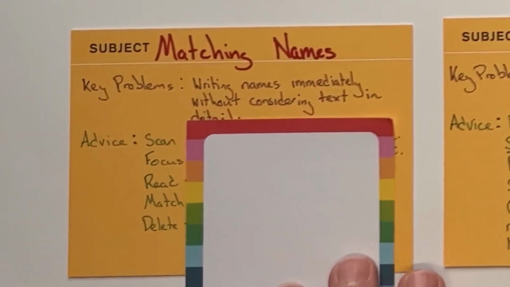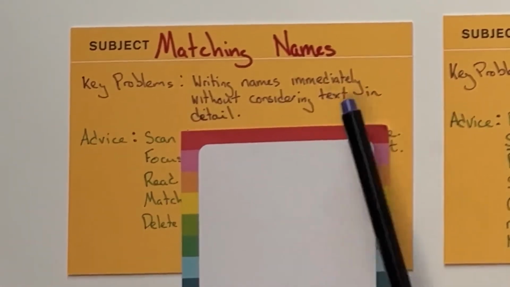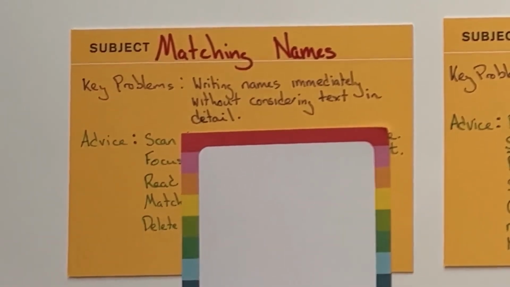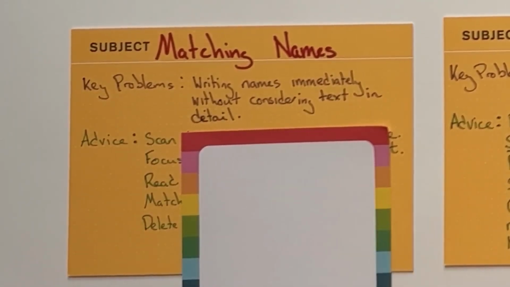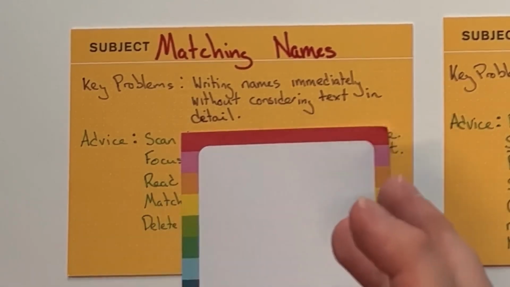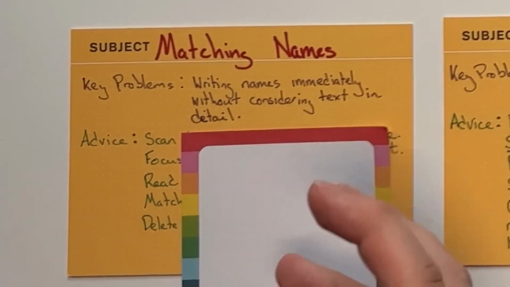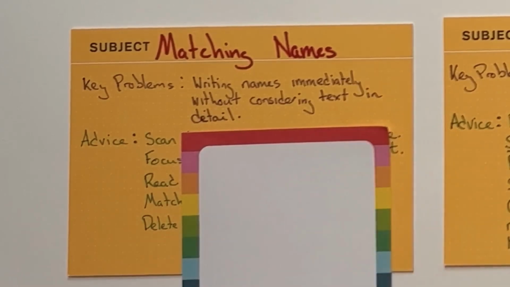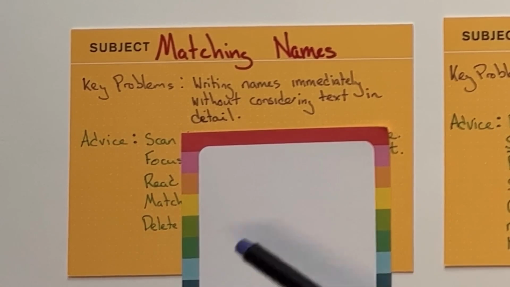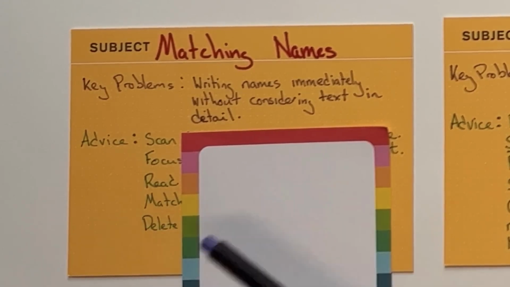Key problems there are writing names immediately without considering text in detail. I find that this type of question comes more towards the end, not always, but it often comes towards the end because it's normally linked to research findings, scientists, researchers, academics, things like that. And people are stressed, they're running out of time, they're tired, and they just see names and start to match them up without taking the time to actually read and consider the text.